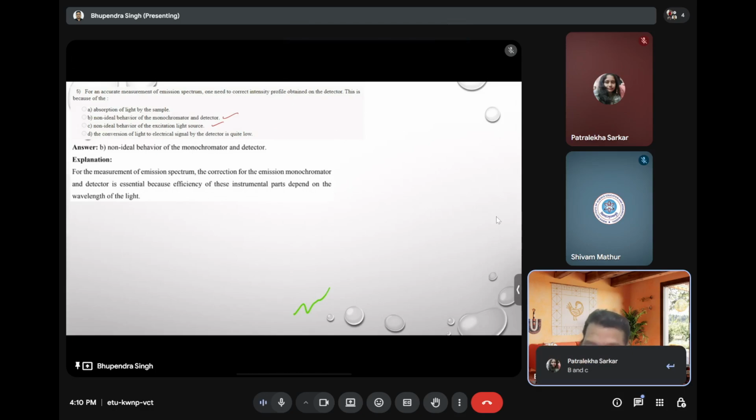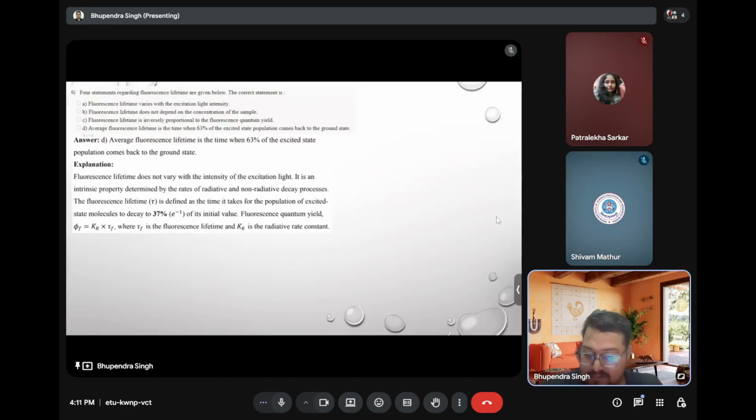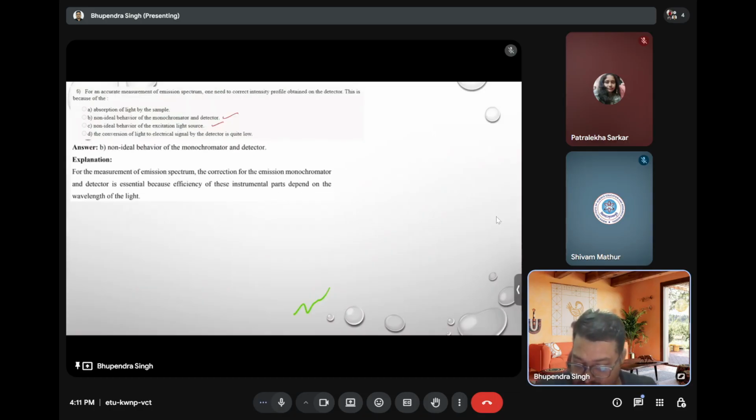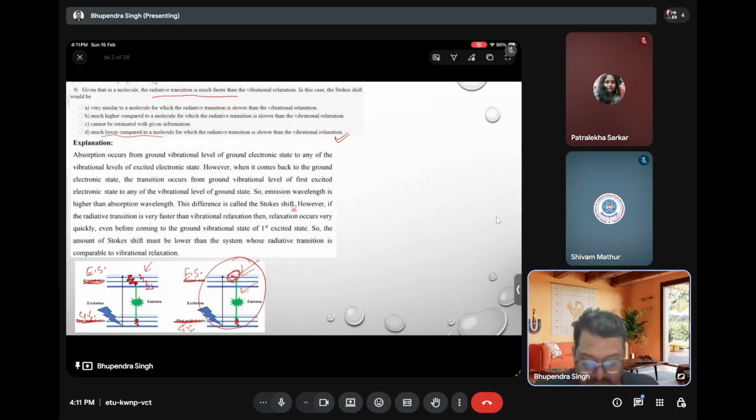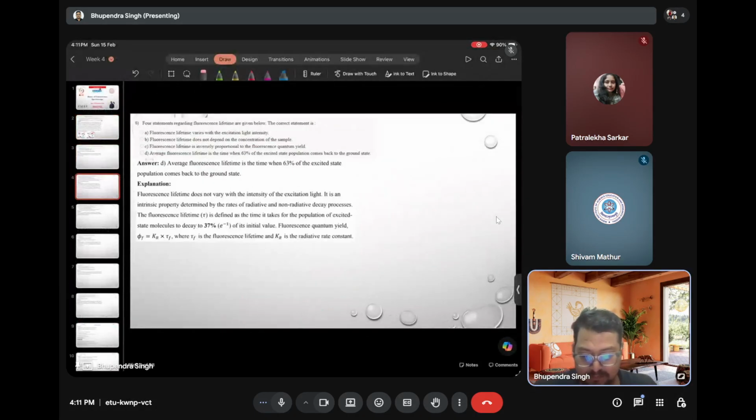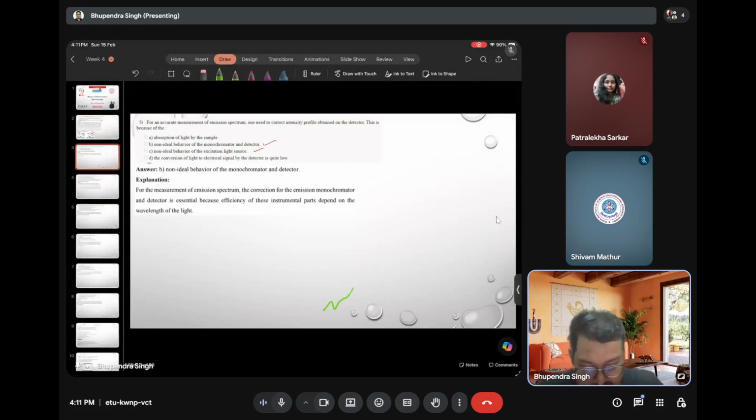Yes, B and C both are actually correct, but here it is written non-ideal behavior of the monochromator. So for an accurate measurement of the emission spectrum, one needs to correct the intensity profile obtained on the detector. According to me, these two should be correct, B and C.